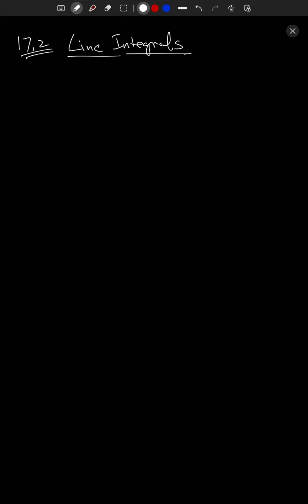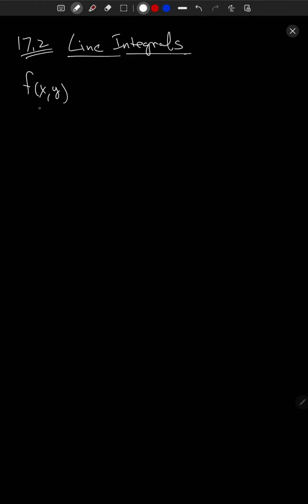Okay, 17.2 is line integrals. We're going to be integrating functions over curves. So this can be done in two variables, three variables, any number of variables. We're going to focus on two variables just because we can draw pictures a lot easier, as usual. So we have a two variable function.